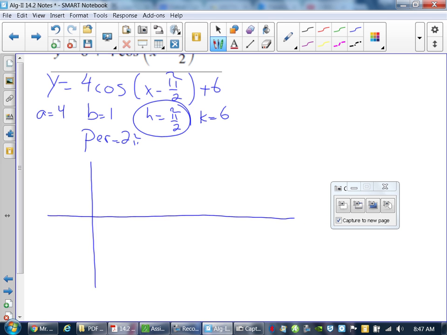So what I'm going to do is, knowing that I'm going to have to move things to the right a little bit, I'm not going to put my parent function period all the way at the end. I'm going to put it just over a little bit to the left. That way I have more room to work later on. Does that make sense? All right, so we have 2 pi, pi over 2, and 3 pi over 2.